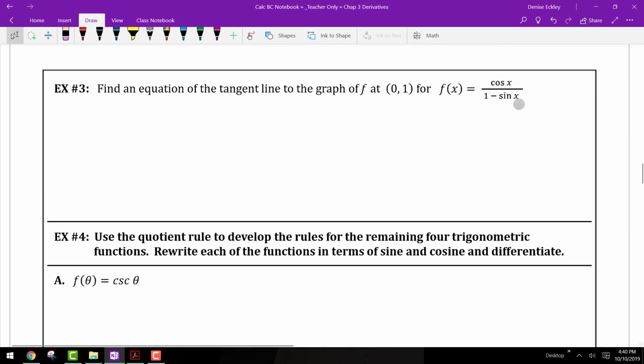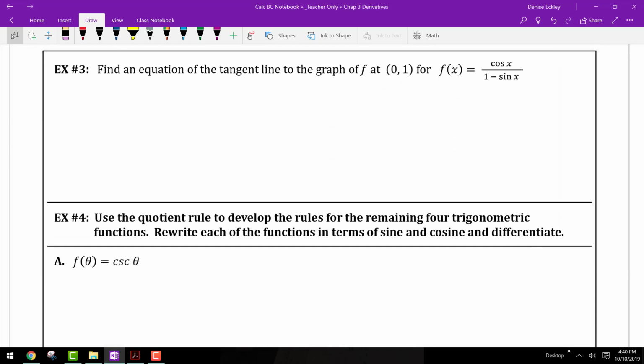Okay, so let me do example 3, and then we'll continue this discussion in the second video. So this always wraps around to one of the major topics of calculus, which is finding an equation of tangent lines, so we can find how a function's behavior is, so we can see what rates of change are there to help us explain phenomena. So that's why we're always going to be wrapping back around to that tangent line.